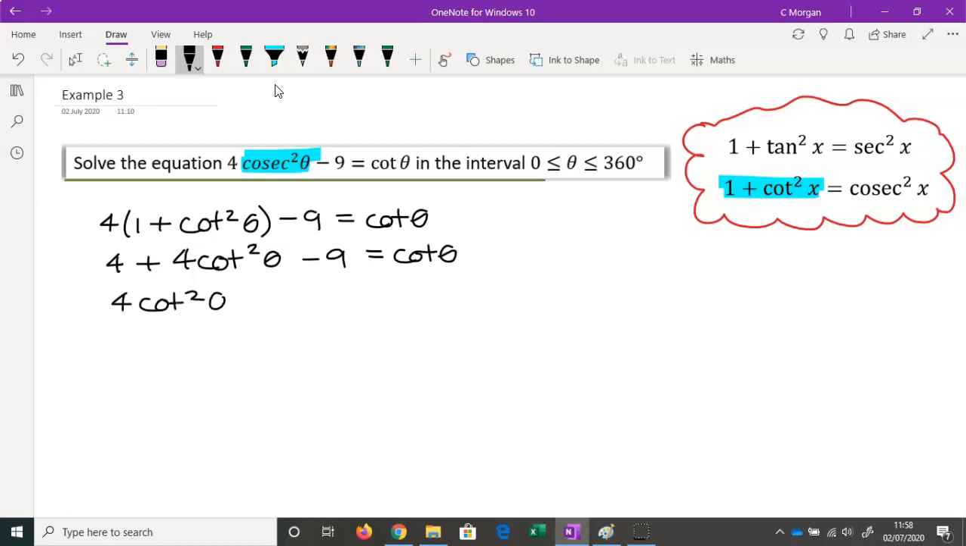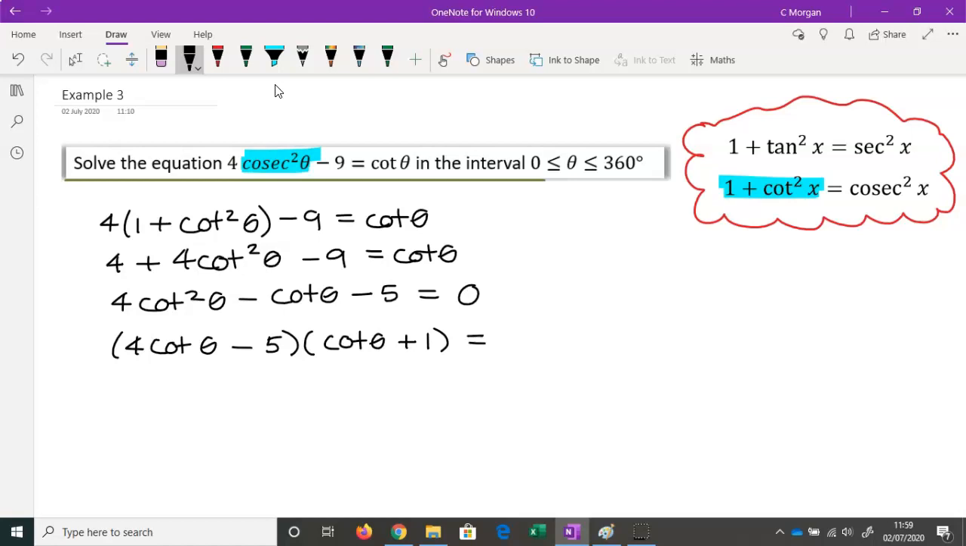Simplifying, I can see I've got a quadratic there, so subtract cot theta, and I think that goes to -5 is equal to 0. It looks like I can factorise that, so I'm going to try 4 cot theta, subtract 5, and I think that's going to be cot theta add 1 is equal to 0. I'm just going to multiply that out to see if that works. Yes, it does. That's great.